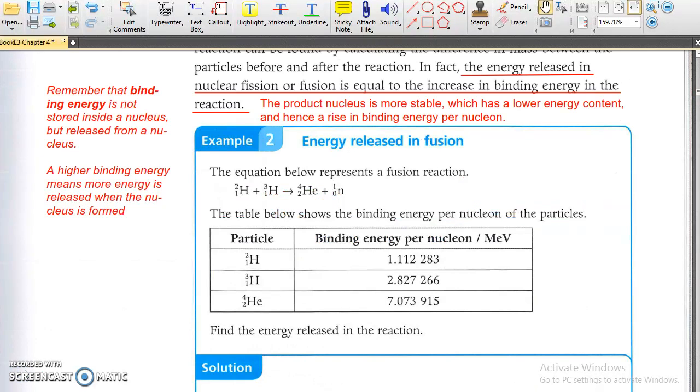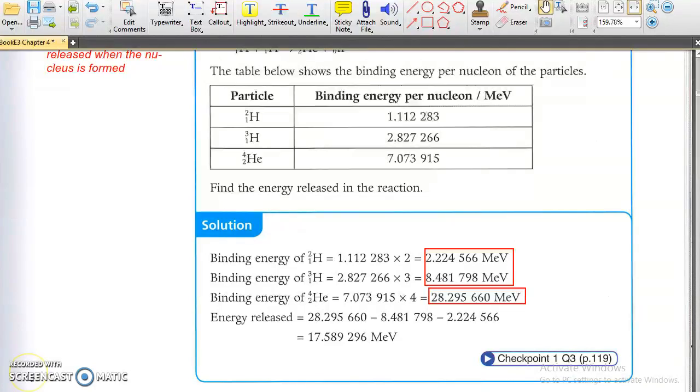Example 2. Energy released in fusion. In this example, helium nucleus is formed when two hydrogen nuclei fuse together. The total binding energy increases, which means a lot of energy is released when helium nucleus is formed.